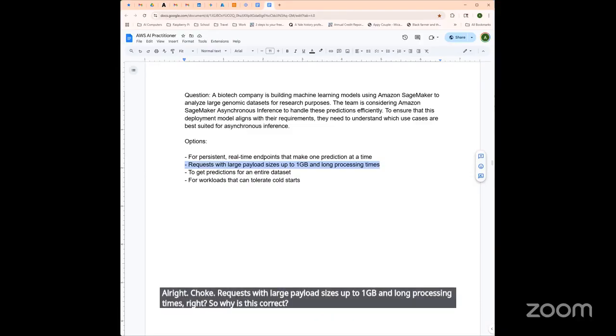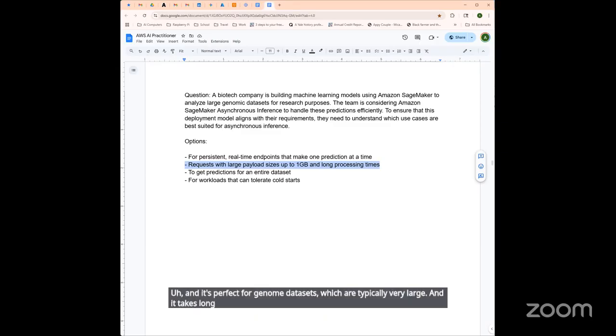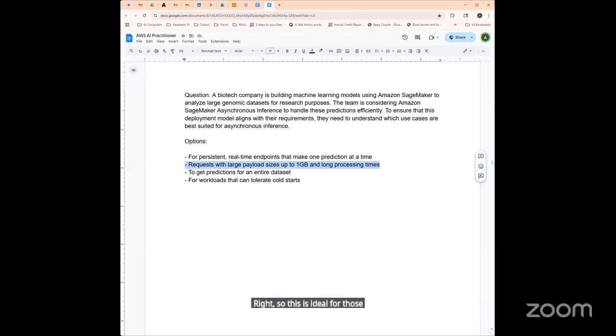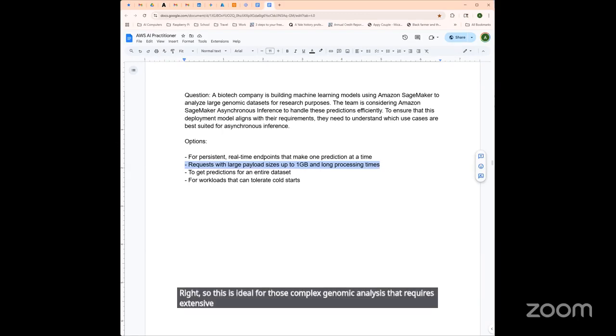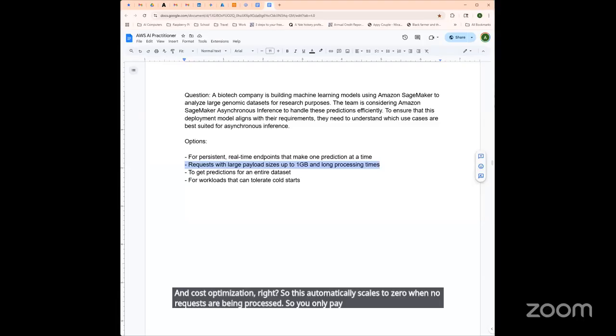So SageMaker asynchronous inference is specifically designed for large payload sizes, up to 1 gig, and it's perfect for genome data sets, which are typically very large. And it takes long processing times, right? Up to 1 hour, right? So this is ideal for those complex genomic analysis that requires extensive computation. And then there's near real-time latency requirements. So this provides reasonable response times without requiring immediate responses, and cost optimization, right? So this automatically scales to 0 when no requests are being processed. So you only pay when processing.